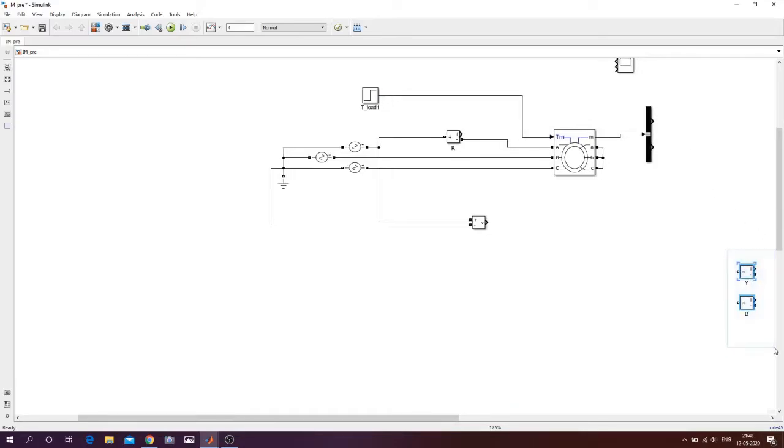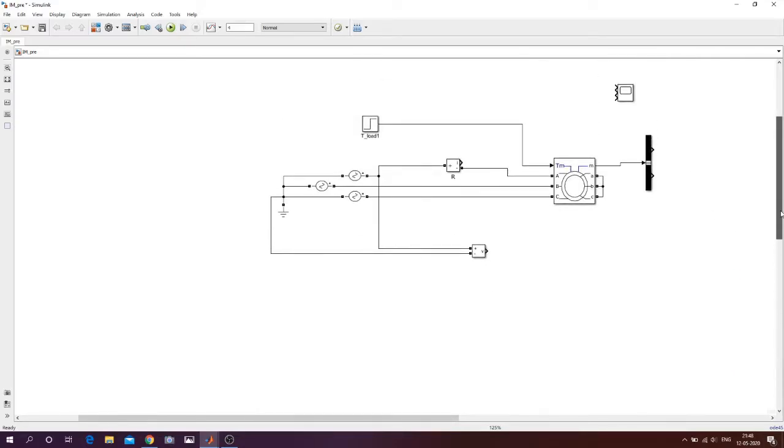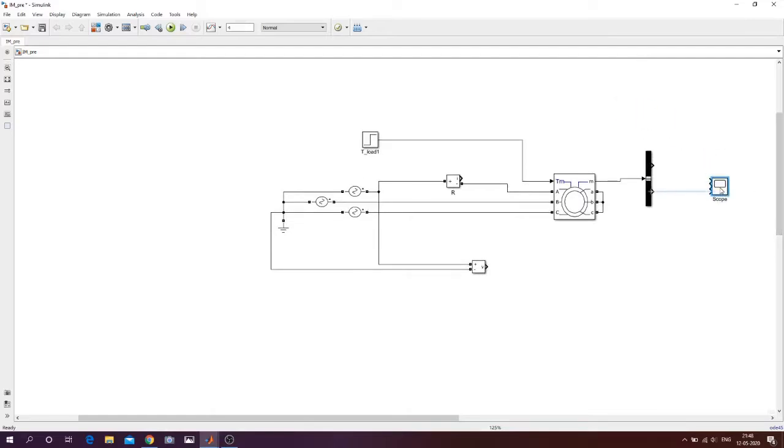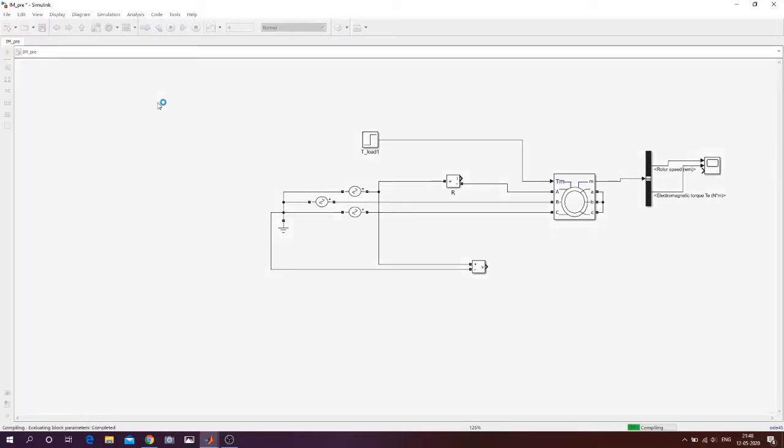So it is done. Now we'll just see what torque and speed appear over here. Both are connected to this one, and we'll just press the run button. It is compiling. Simulation is being done. 27%, 41%. So let us see.